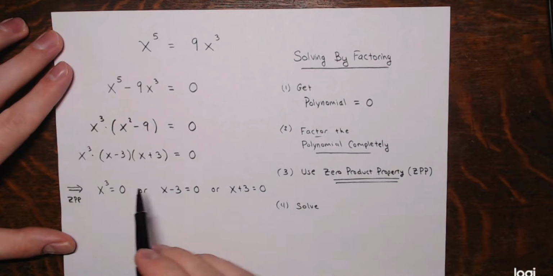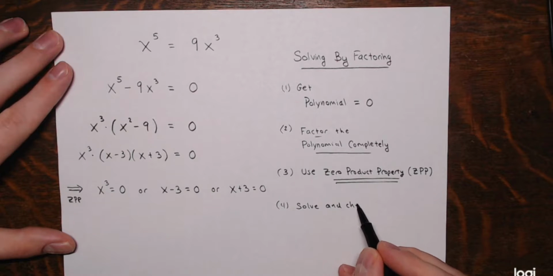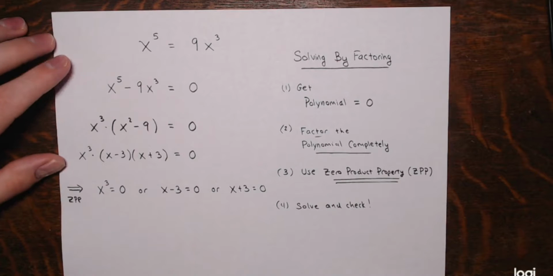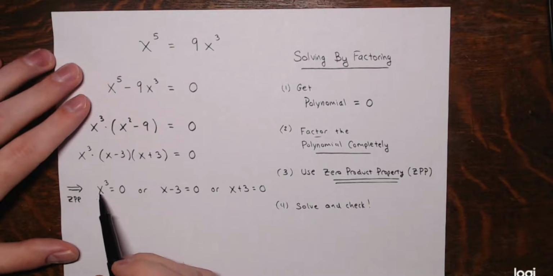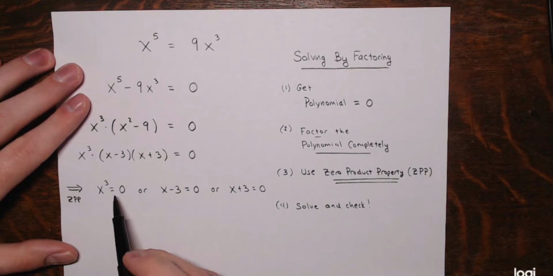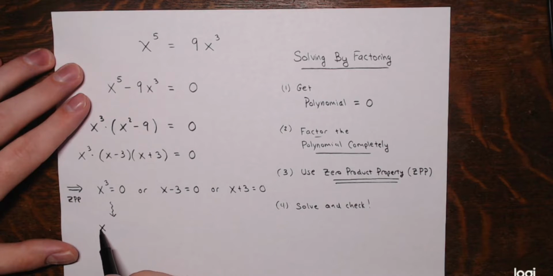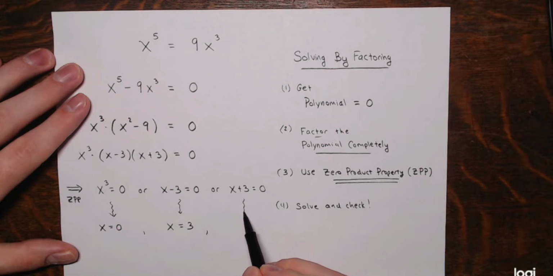Right now that I've broken it up into 3 separate equations here, we solve and check. And of course you always check back in the original equation, please. Now x cubed equals 0. The only number you can raise to a power and still get 0 is 0. So this leads me to x must be 0 here. So I'll check that. X minus 3 is 0. You would add 3, get x equals 3. And then x plus 3 equals 0. You would subtract 3 from both sides, get x equals negative 3.